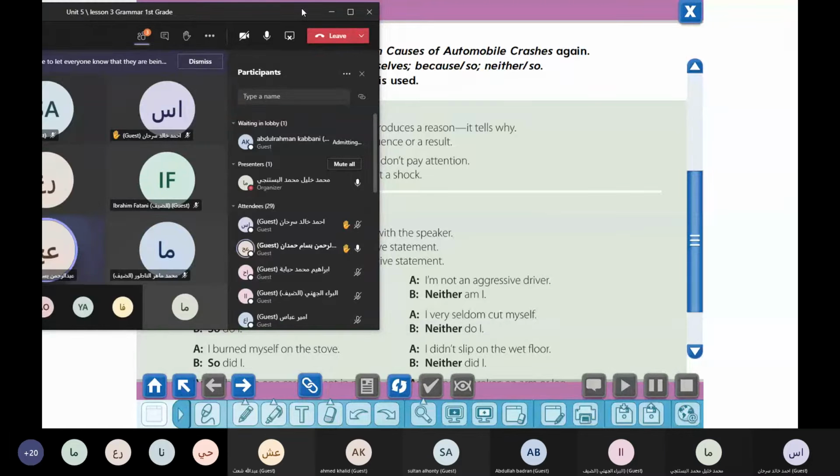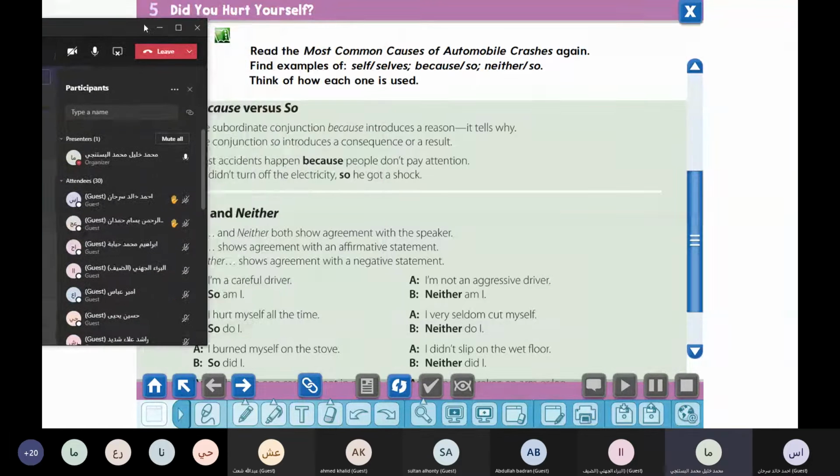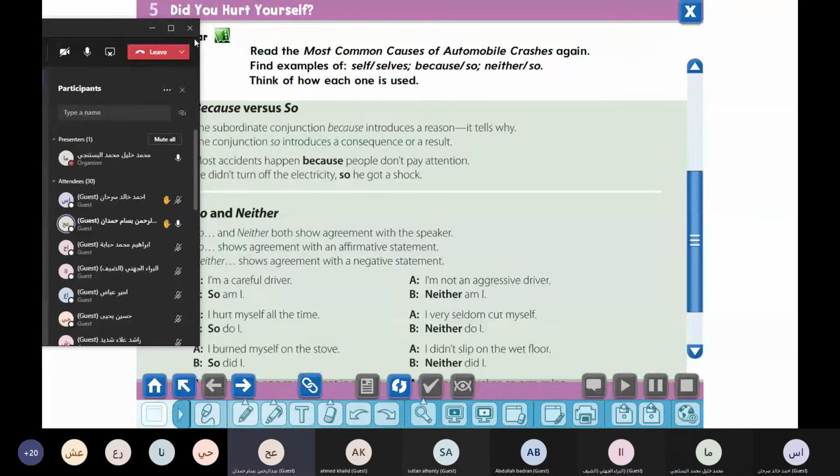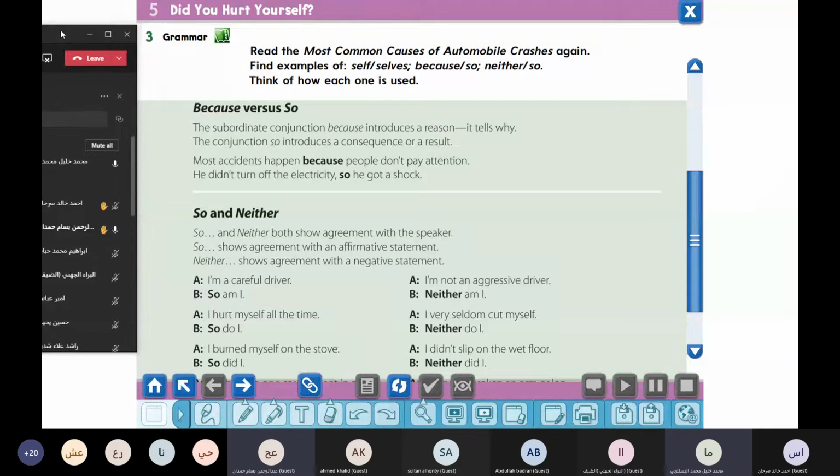I'm a careful driver, so am I. I'm not an aggressive driver, neither am I. Let's just read one example, thank you.